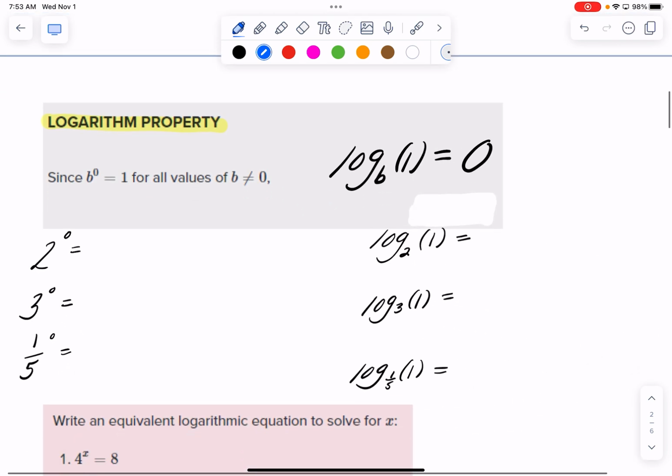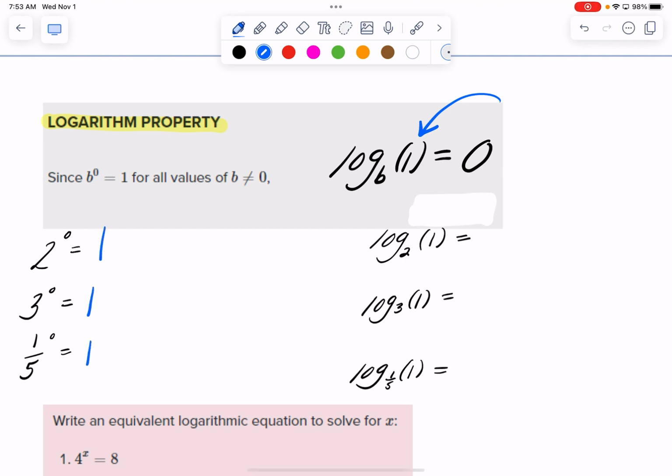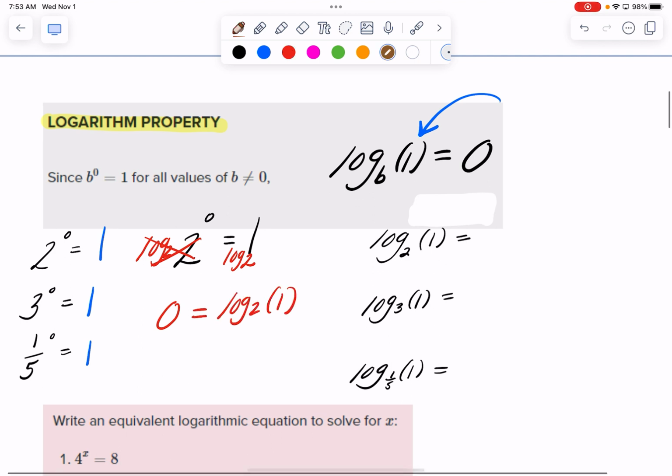So think about this. I would write this down in a minute, but just a minute before you do that. Isn't it true that any base to the 0 power calculates to be 1, everyone? Yep. So 2 to the 0 is 1, 3 to the 0 is 1, 1/5 to the 0 is 1. Well, if that's true, then if I start with this and we rewrite it in logarithmic form, what undoes base 2? Log base 2. Everyone, log base 2. So now log base 2 and base 2 cancel out. So 0 equals log base 2 of 1. So now you know that log base 2 of 1 calculates to be 0.